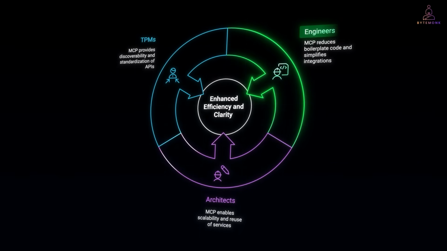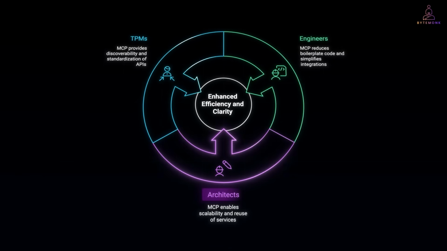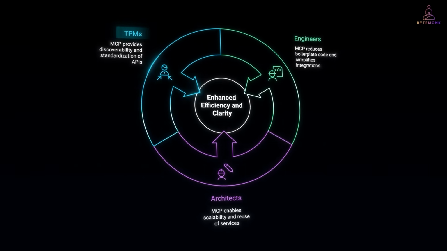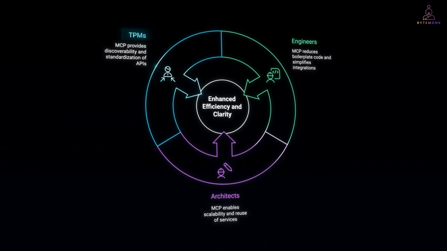For engineers, MCP means less boilerplate. Instead of hand-coding integrations every time an API changes, you can plug in an MCP-ready service and let the agent handle it. For architects, it's about scalability. Once a service is exposed through MCP, it can be reused by different teams, different models, even different platforms, without redesigning the whole system. And for TPMs, it's about clarity. MCP makes APIs discoverable and standardized, so you can track what tools agents are using.